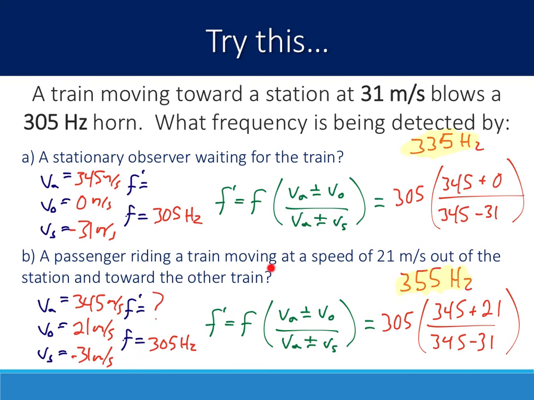Similarly, if a passenger is riding a train that's moving at a speed of 21 meters per second out of the station towards the other train, now the observer has a velocity as well. And it's going to be a positive velocity for the observer because they are moving towards each other. Keep the negative on the velocity of the source, and this still will have a value that is greater than 1, but it will have a different frequency that they hear. So that's the idea that I want you to do: think about whether they are moving towards or away, and adjust the velocity of either the observer or the source by adding positive or negative into the equation.